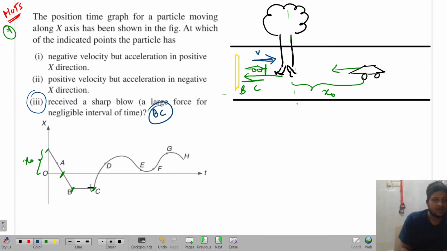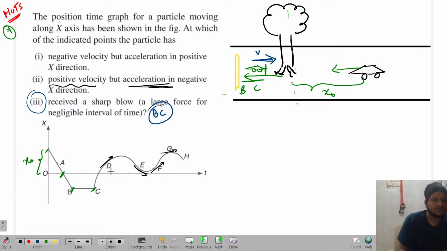Now, moving to the next point. Try to see when the object has started moving up over here. Now, for all of the points on the position-time graph, it is asking about velocity and acceleration. So draw the slopes. At point D, draw the slope. At point F, draw the tangents. Draw the tangent at point G. Now, look over here. What it is saying in the second question is that it is asking about positive velocity, but acceleration is negative in the x direction.